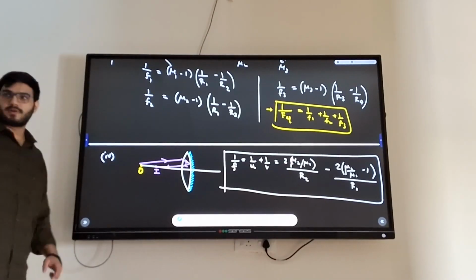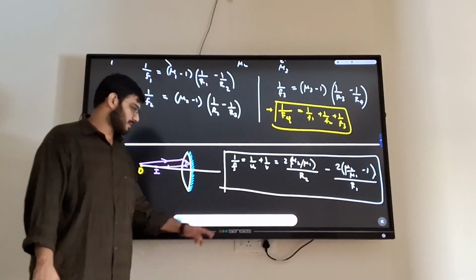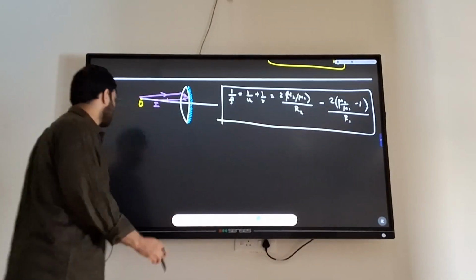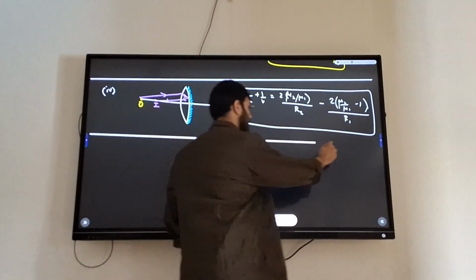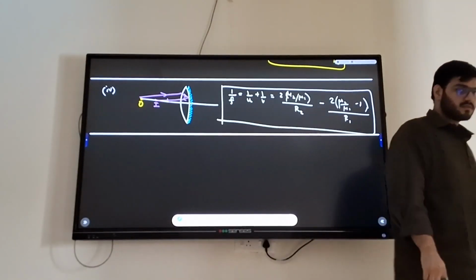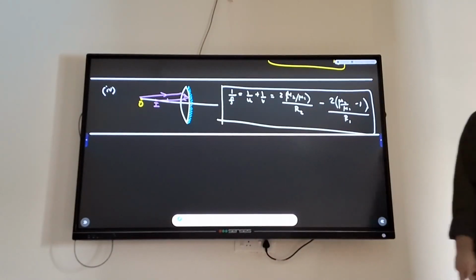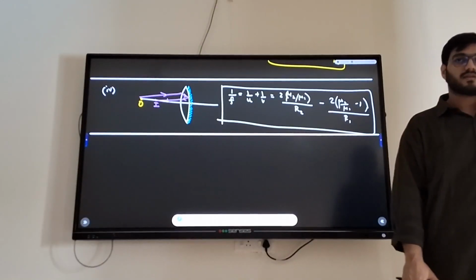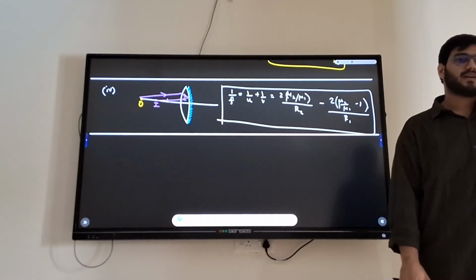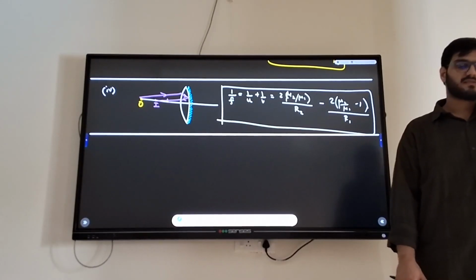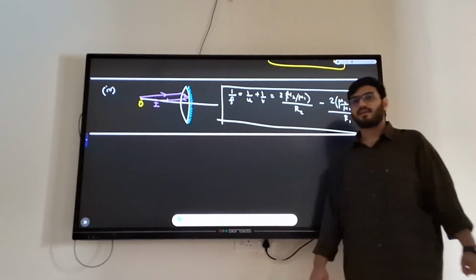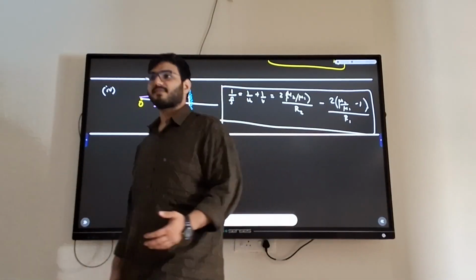I just want to talk about one more thing, then we can move on to problems. We have talked about how to find focal length by geometric means, but how do you find it experimentally? It's a very interesting question. Given only a screen and a convex lens, how do you determine its focal length?